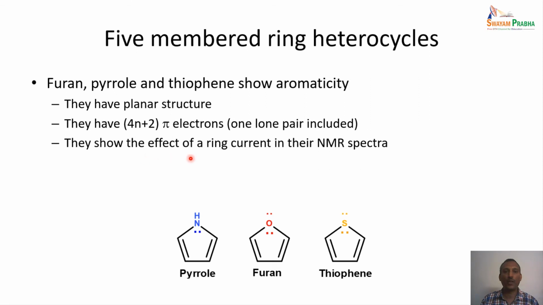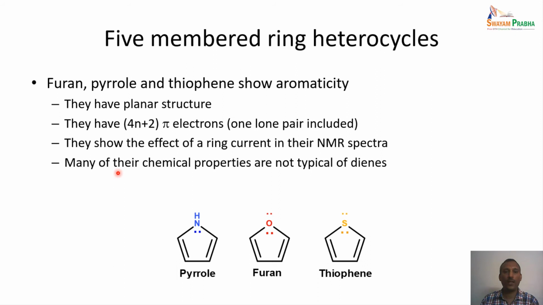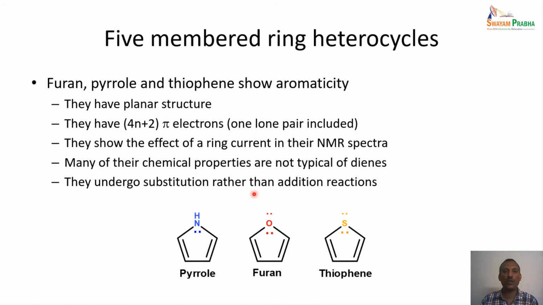Then they also show ring current in their NMR spectra. And many of their chemical properties are not typical of dienes. In other words, they undergo substitution reactions rather than addition reactions. So these are all the basic criteria for a compound to show aromaticity, and all these 3 compounds, pyrrole, furan and thiophene, show these properties. So they are also considered as aromatic heterocycles.